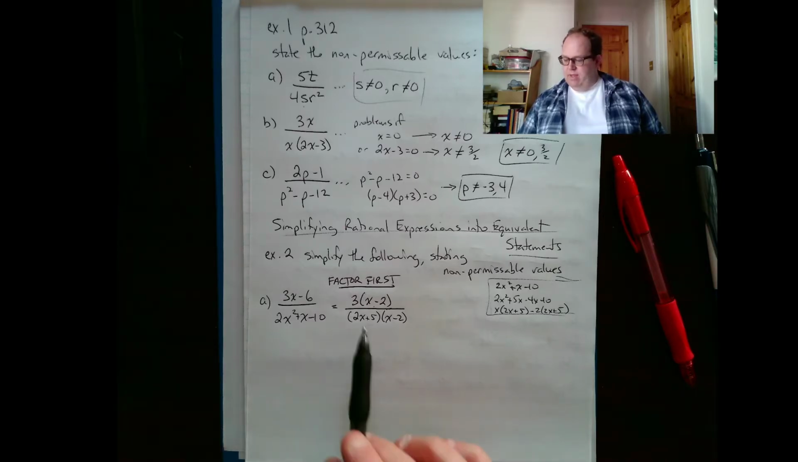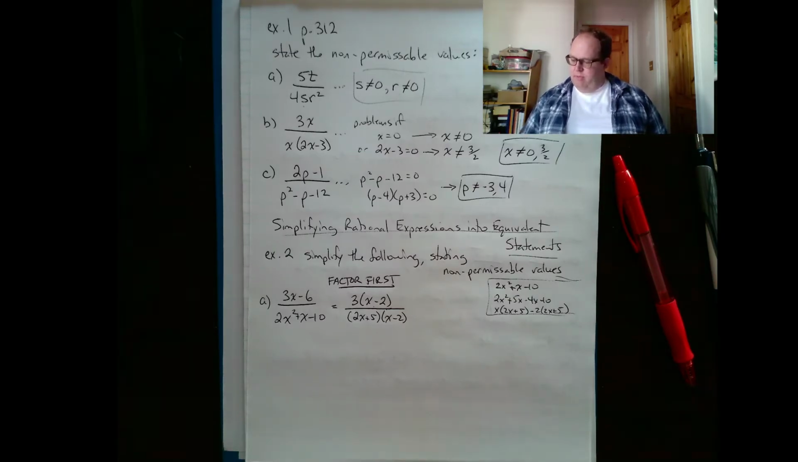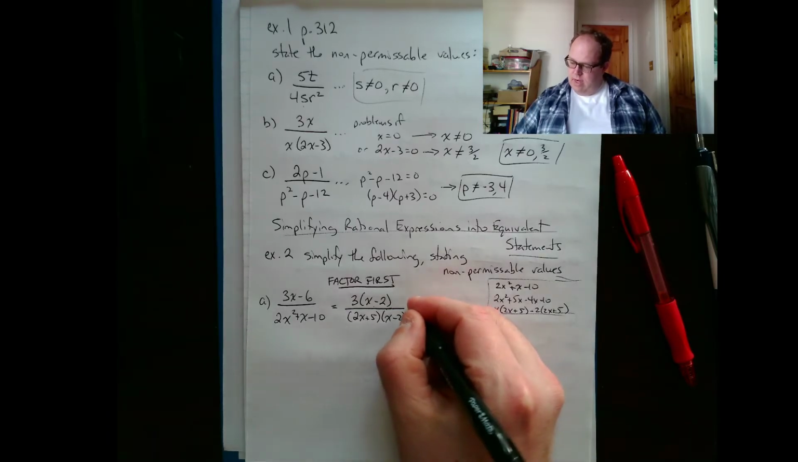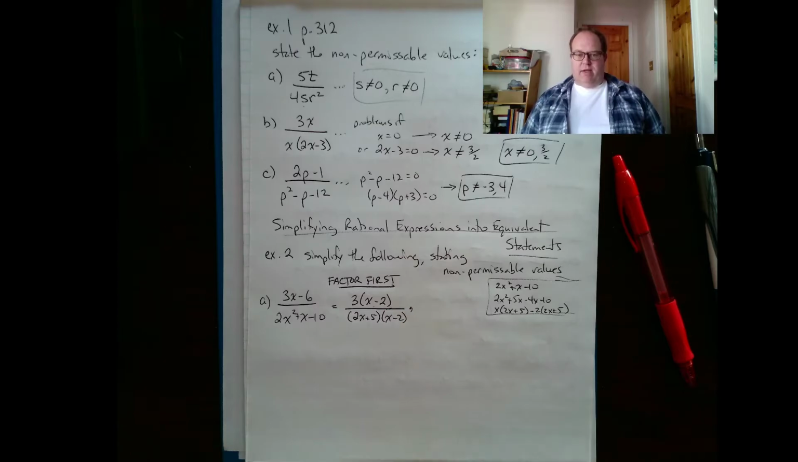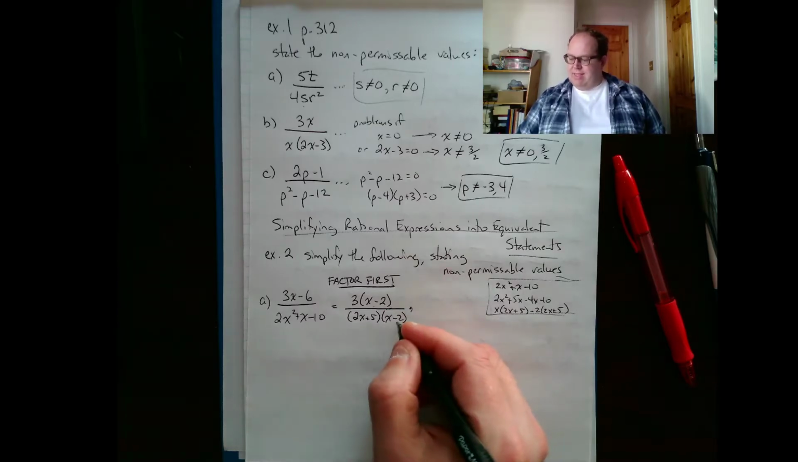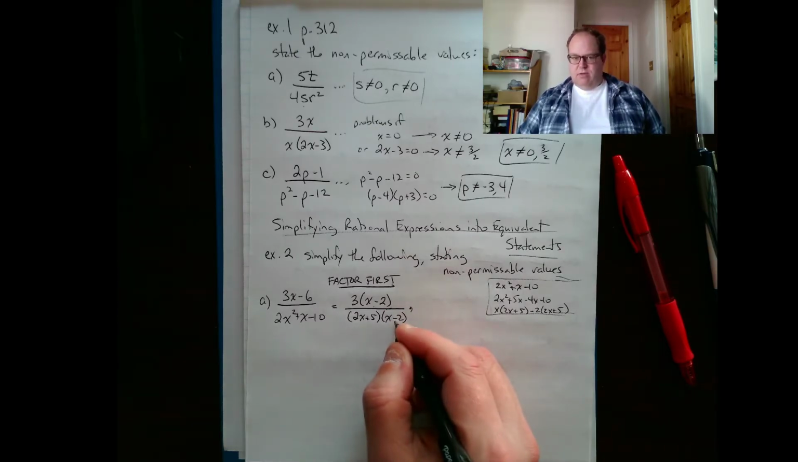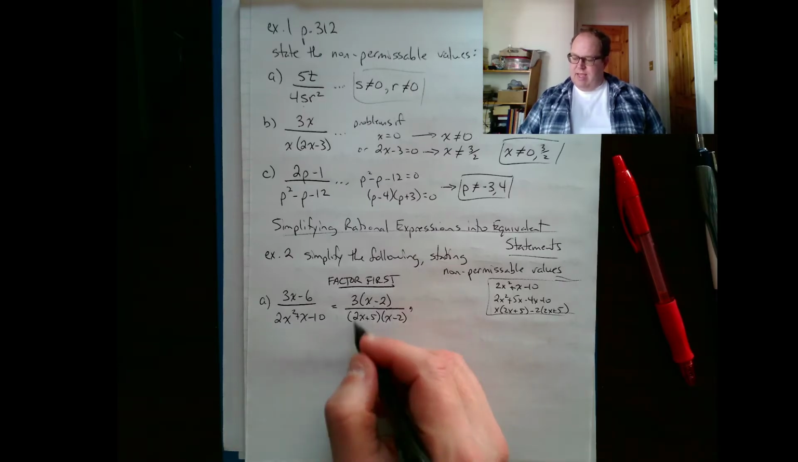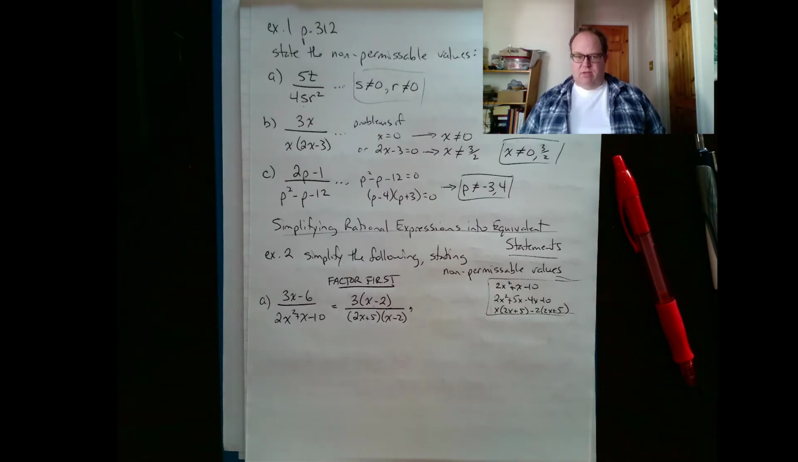Now, I have really expressed both my numerator and denominator as a grouping of things that are being multiplied together, so that I can start to think about what can cancel. But before I cancel anything out at this point, I should think about my non-permissible values. X can't equal 2 because of this term in the denominator, and x can't equal negative 5/2 because of this term in the denominator.